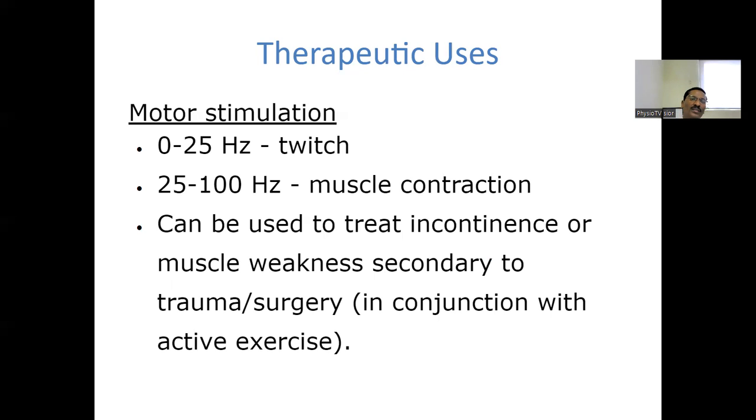Next, for motor stimulation, we use two different frequencies: 0 to 25 hertz for the twitch type of muscle contraction, and we can use 25 to 100 hertz to produce a proper tetanic type of muscle contraction. So these two can be used to treat incontinence and muscle weakness, which are generally secondary to trauma, injury or surgery.